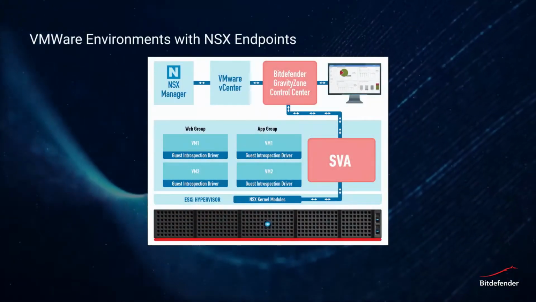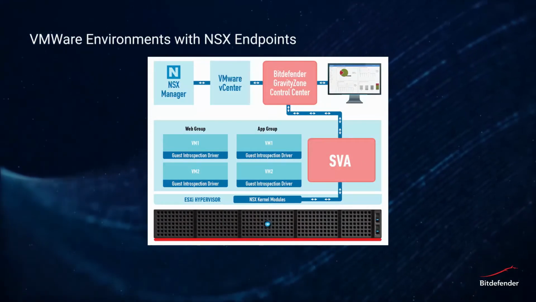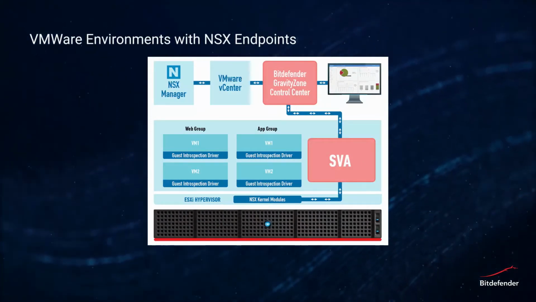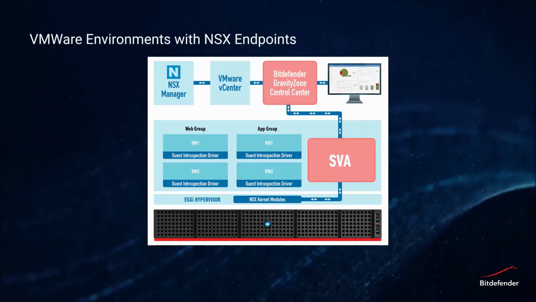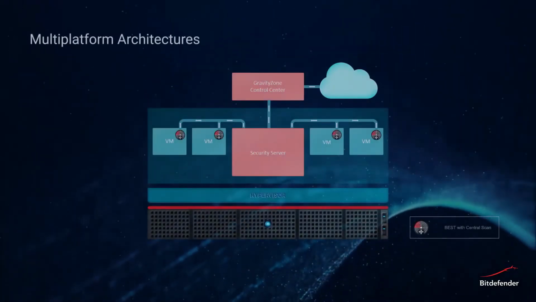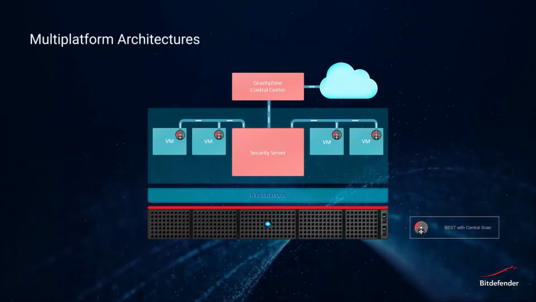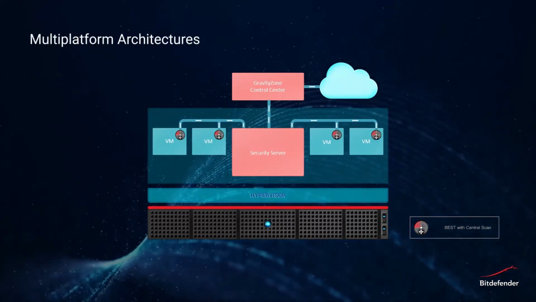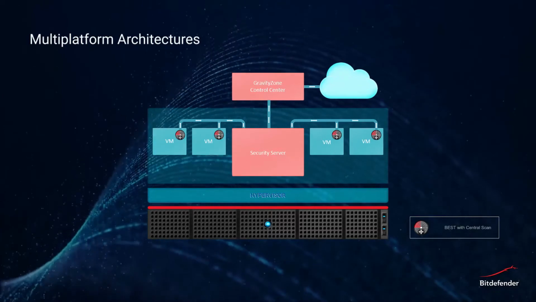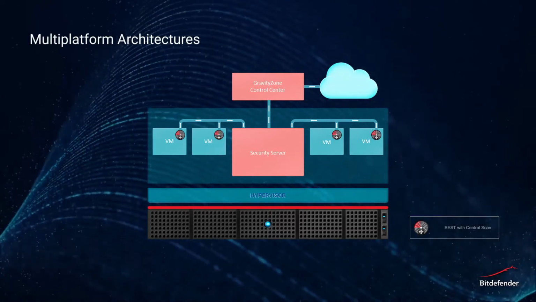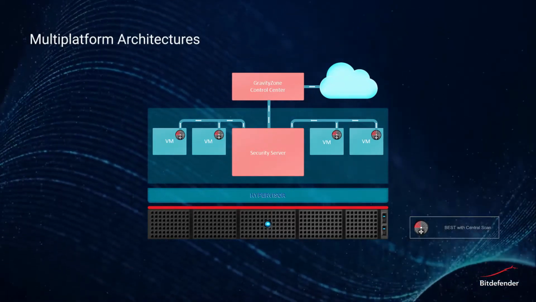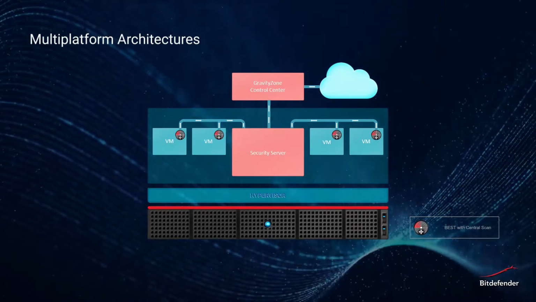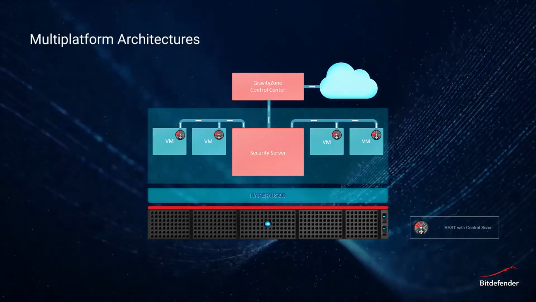SVE with NSX works in the same way as vShield, the only difference being that the vShield Endpoint driver is replaced with a guest introspection driver. In any other supported virtualized environment, BEST offloads anti-malware processing to the security server via TCP/IP. This means that the BEST package has to be installed on every VM that needs protection. Network load will be kept to a minimum due to the local and centralized cache.